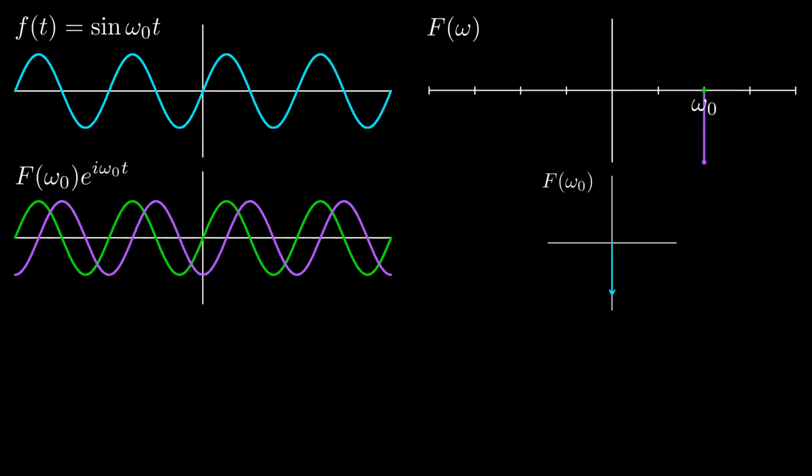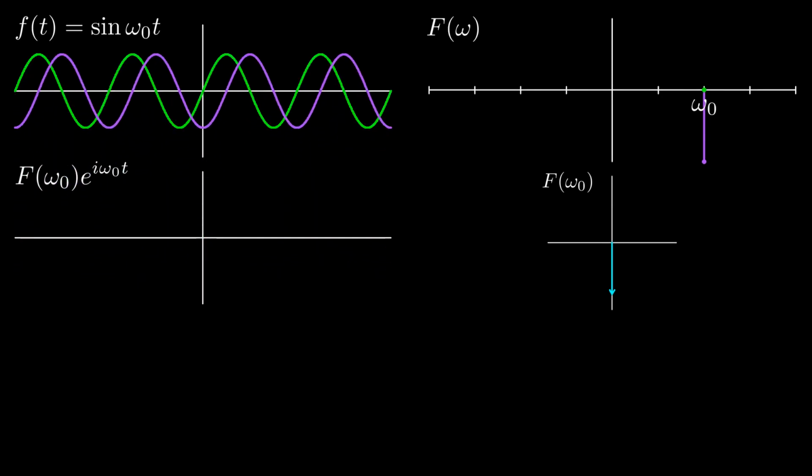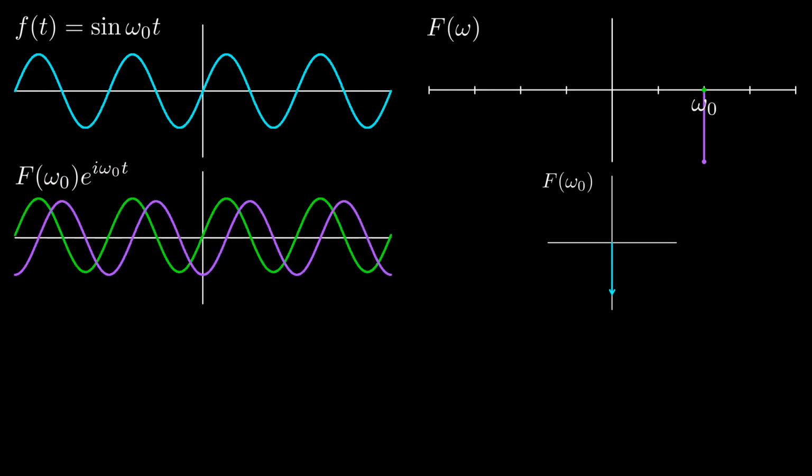Okay, so look at that. Now the real part of omega naught lines up with f of t. But f of t doesn't have an imaginary component. So what do we do about that? Is there another frequency in sine of omega naught t we need to include? Yes, there is. Do you know what frequency that is?